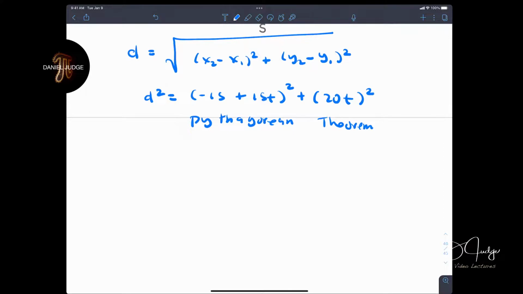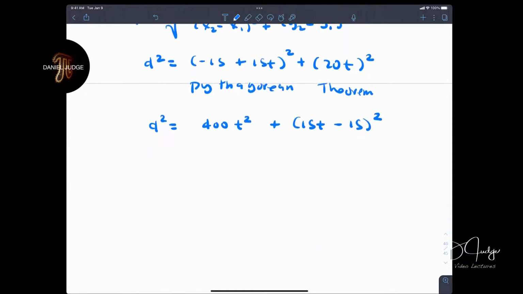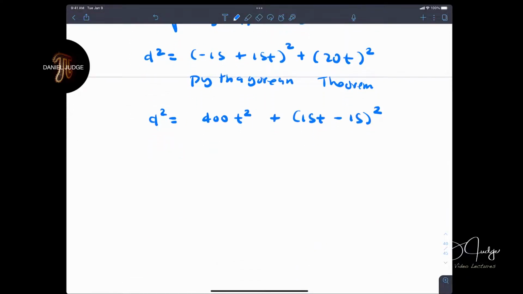All right. Let's just do a little bit of simplification. So d squared will be now, I'm going to start this out and change my terms, 400t squared now plus, and then I'm going to put this 15t minus 15 squared here. So this is by your Pythagorean theorem, looking at it as a triangle, or we can use the distance formula. It'll come out to be the same thing. So this is my distance.